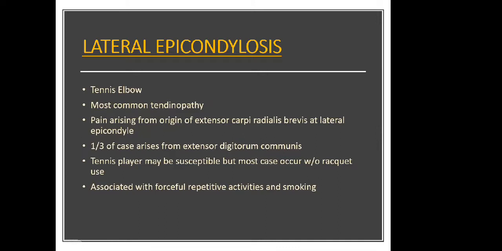So we start with lateral epicondylitis, also known as tennis elbow. It's the most common tendinopathy, and the pain arises from the origin of extensor carpi radialis brevis at the lateral epicondyle. Also, one third of the cases arise from the extensor digitorum communis, which shares the same origin at the lateral epicondyle. So, although the name is tennis elbow, the pain can occur without racket use. And usually it is associated with forceful repetitive activities and also in smoker patients.